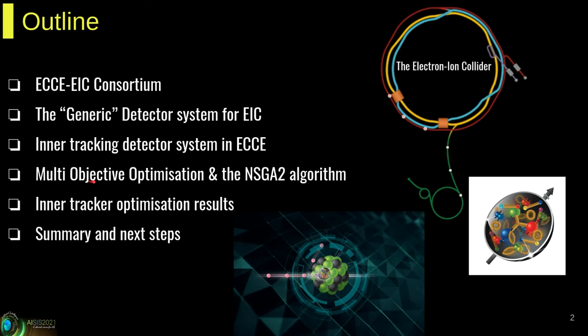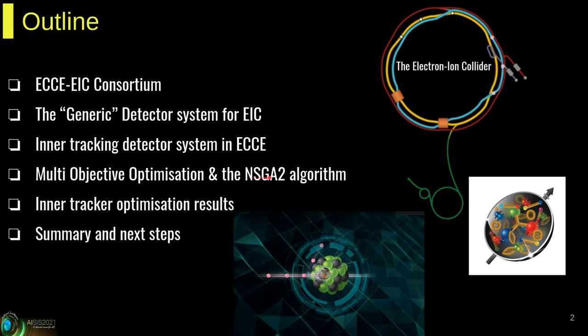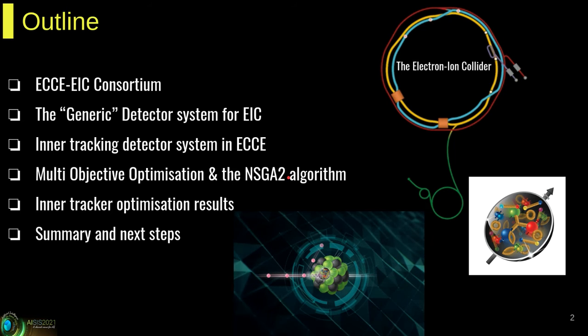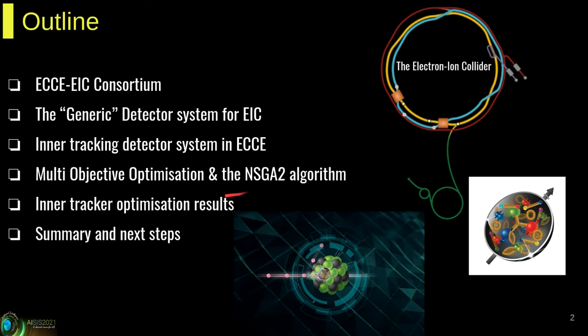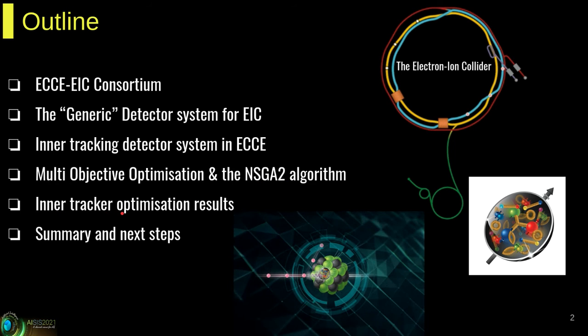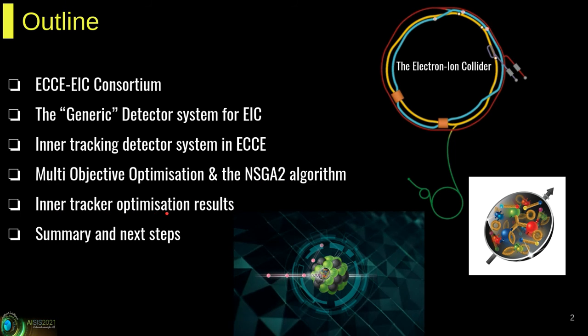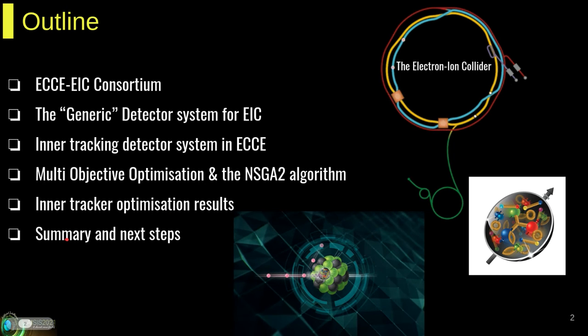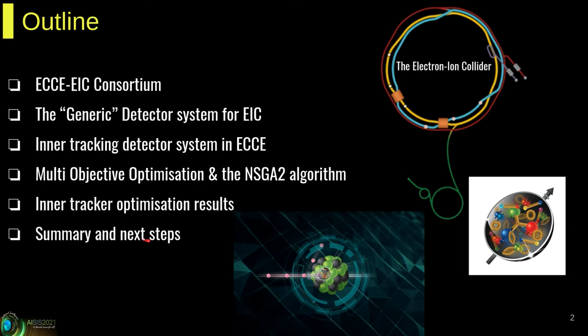I will then talk about the method of multi-objective optimization along with the idea of genetic algorithm, namely the NSGA-II algorithm. Finally, I'll show the result of the AI in optimizing the detector design for ATHENA's tracker. In the end, I'll talk on the summary and the next steps of this project.